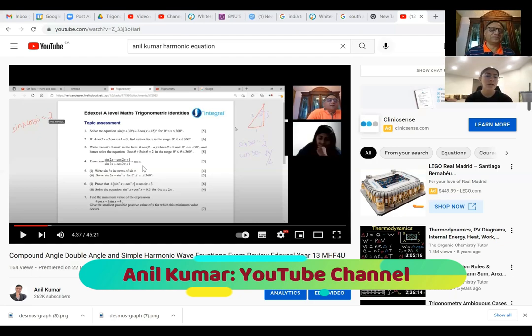Next question, please. Write sine 3 theta in terms of sine theta. For this one, basically what it's saying is that you want to write sine of theta plus theta plus theta, that is, 2 theta plus theta. You could do it like that. And then basically you expand based on the double angle values that you are given and then simplify. Yeah. And then next question.